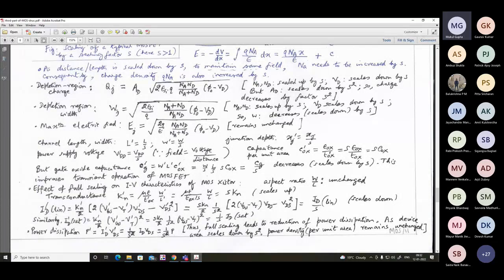But what about gate oxide capacitance? Now that you are multiplying this by two dimensions, it decreases. Although gate capacitance per unit area increases by a factor of S, the gate oxide capacitance, that is gate capacitance per unit area multiplied by the cross-section area, is decreased, scaled down by S. This is beneficial. This will improve the transient operation of MOSFET. So one benefit of constant field scaling, you can indicate now, is that the overall capacitance is getting decreased. So it improves the transient operation of MOSFET.